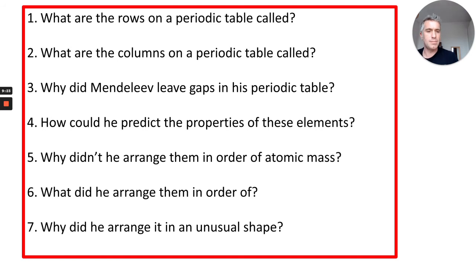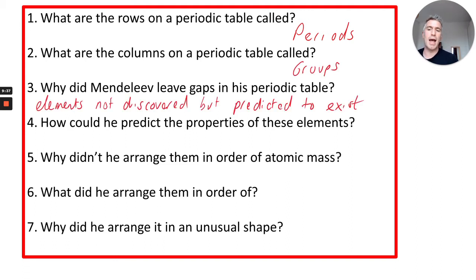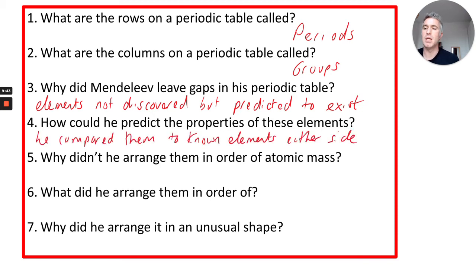Hopefully you're done. Let's give you the answers. The rows on the periodic table are called periods. The columns on the periodic table are called groups. Why did he leave gaps? Elements that had not been discovered, but he predicted that they would exist. How could he predict the properties? He compared them to the known elements either side of them in the periodic table.